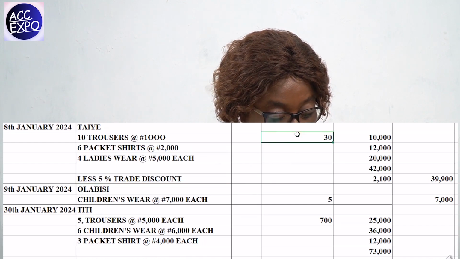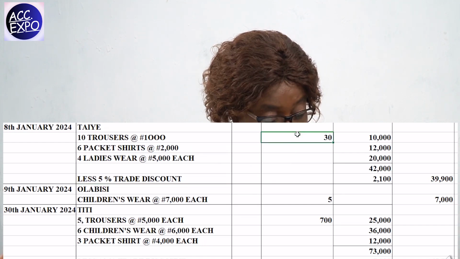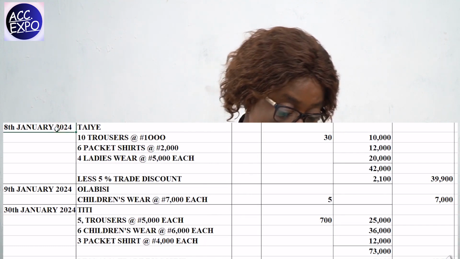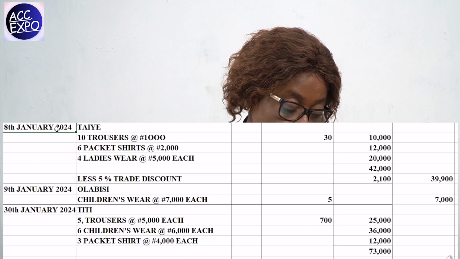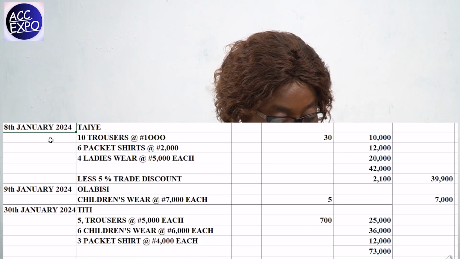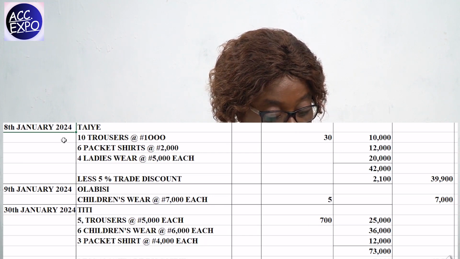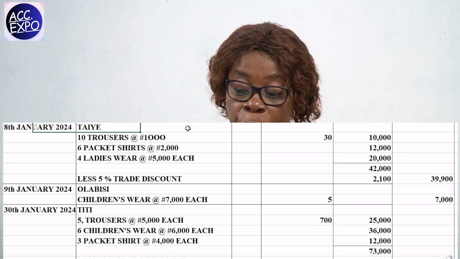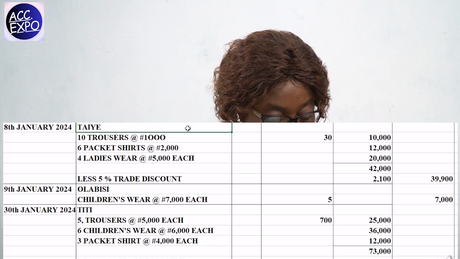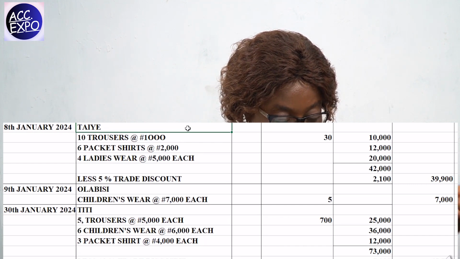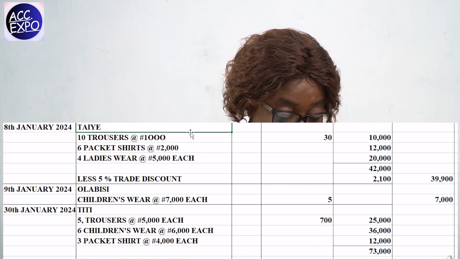So the first thing that will be recorded will be the date the transaction took place, which was 8th of January 2024, in the column for date. Then in the particulars, the account details column, Taye will come first, the name of the creditor. Then the quantity and the quality of the goods, the various items.